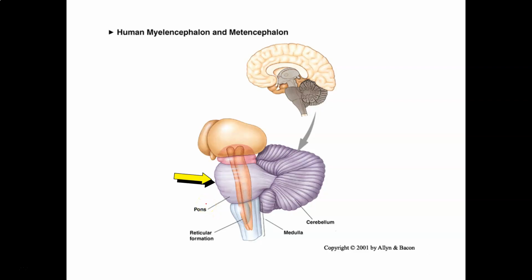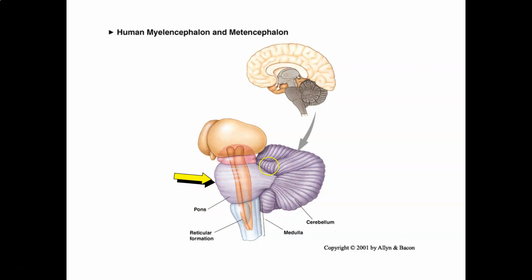Now we're going to move on to the metencephalon and myelencephalon, which make up the hindbrain. So we've talked about the forebrain and midbrain, and now we're transitioning into the hindbrain. So the metencephalon, which is anterior or rostral to the myelencephalon, is made up of the pons and the cerebellum.